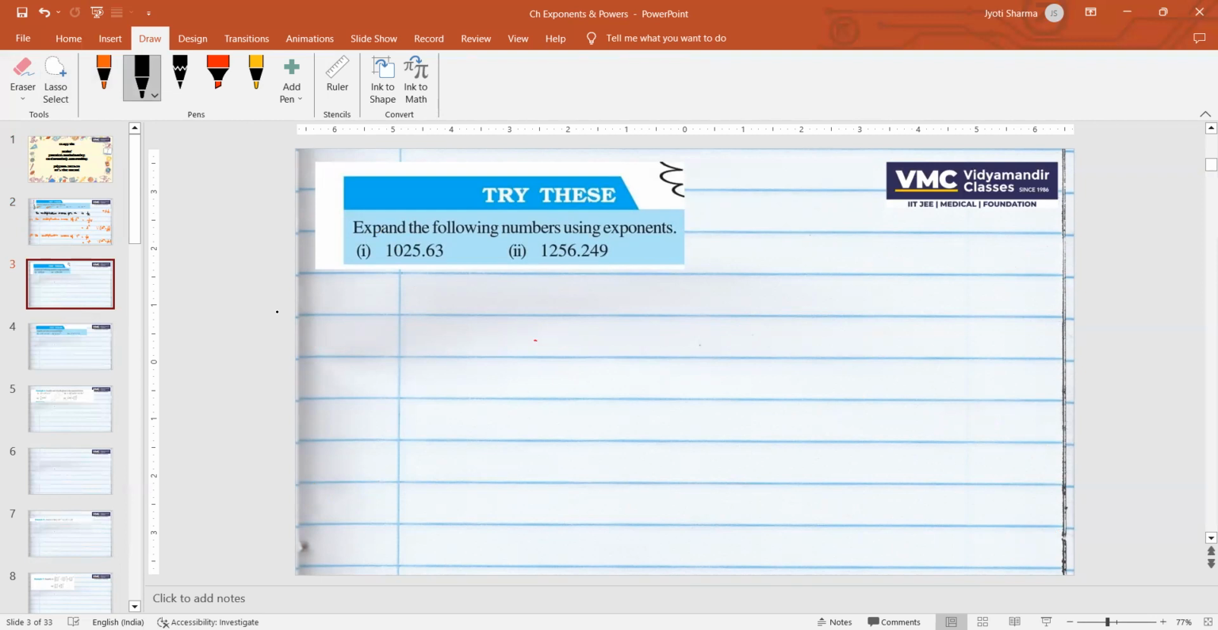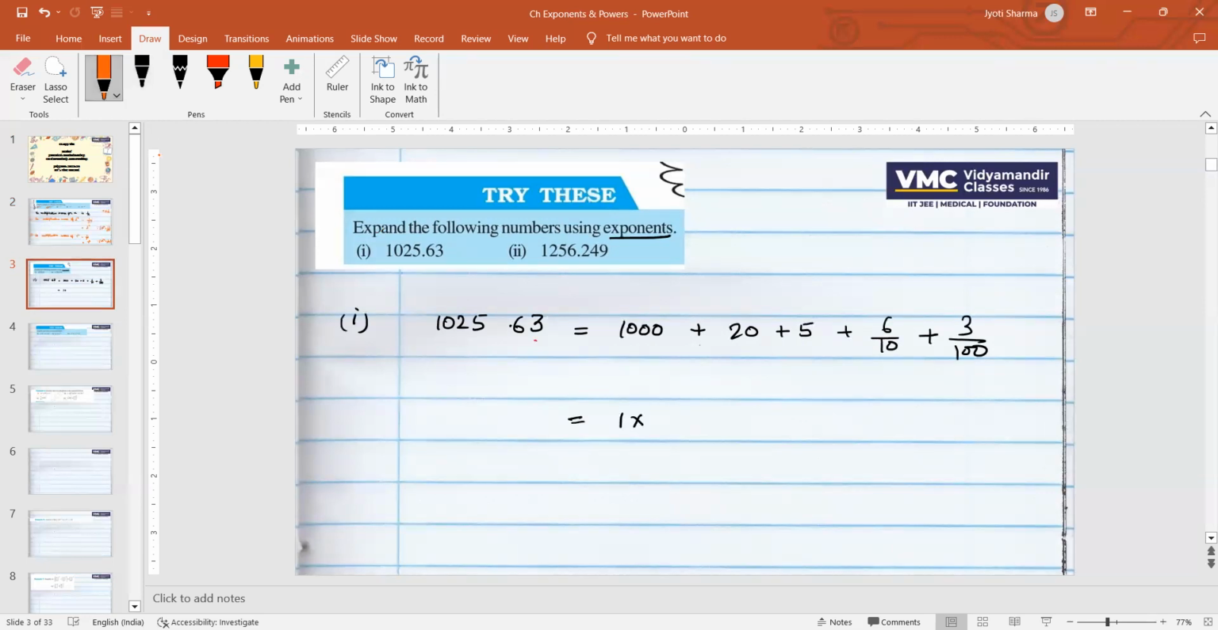You're supposed to expand the following number using the exponents. So this is the expanded form which you have done. This is 1000, this is 20, this is 5, then this is 6 upon 10, this is 3 upon 100. But the question is saying using the exponents. In none of the steps have I used exponents. So here the question demands this one.